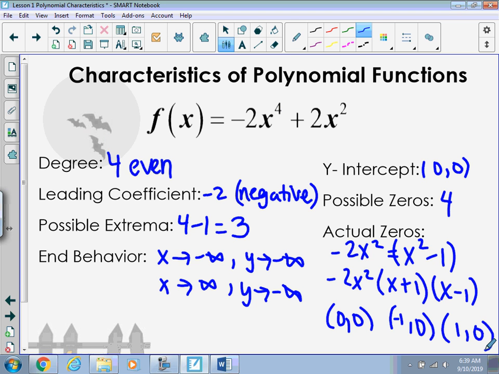Now we've got a (-1, 0), and a (1, 0), and then (0, 0). That's only 3, but we said that there should be 4. Notice that the negative 2x is squared. So that means we're bouncing off of (0, 0). We wouldn't go through it like we normally do with a zero. It would just touch and move on, and that actually counts as 2 roots. So then we actually do have all 4.